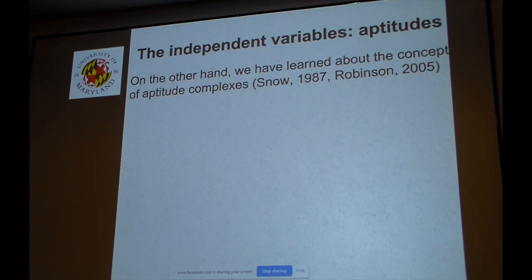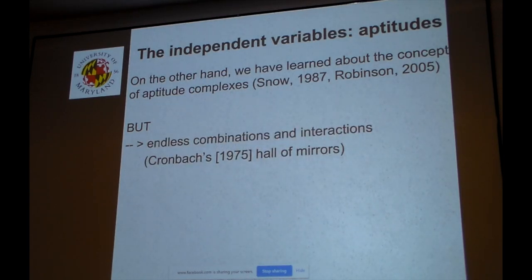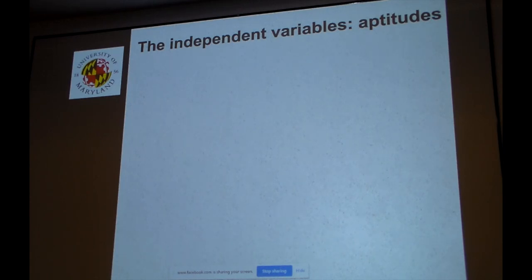On the other hand, we have also learned about the concept of aptitude complexes, which means looking not at individual aptitudes, but at how they collaborate, how you can see certain clusters of aptitude that are important for certain tasks in second language learning. Of course, the problem is that easily when you go that way, you have endless combinations and interactions, which Cronbach, already the founder of ATI research in 1975, called the Hall of Mirrors, that everything interacts endlessly with everything else. And that becomes even harder to replicate and to generalize. Even though you're getting closer to the truth, the likelihood of finding exactly the same thing next time becomes smaller, paradoxically. So it also becomes even harder to apply, obviously.